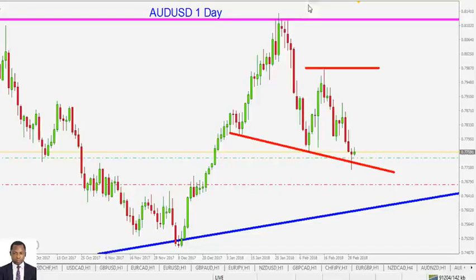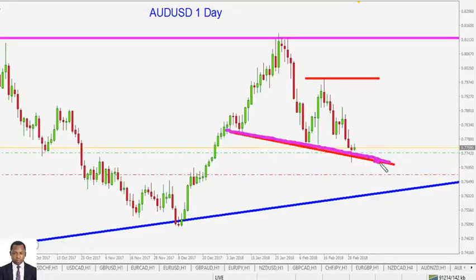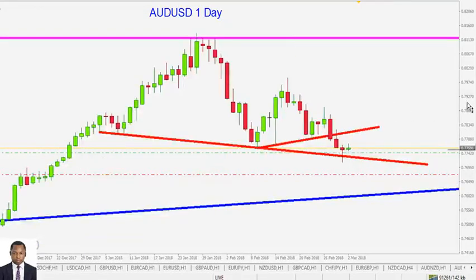That was the level we were looking at as a possible area of support that is being retested. Right now, price has the potential to push up for today, but it might be facing problematic levels around here. This is the next problematic zone. Let me zoom in on that.